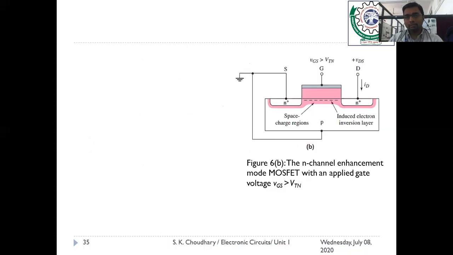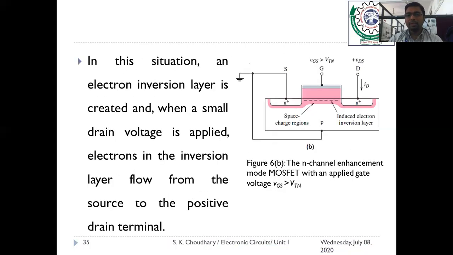When the VGS is increased more than the threshold voltage and there is a small amount of positive drain to source voltage, through this inversion layer a small amount of current would flow from drain to source side. The flow of electrons is from the source to drain, and the current flows from drain to source side. Okay, so up to this point we have learned yesterday.